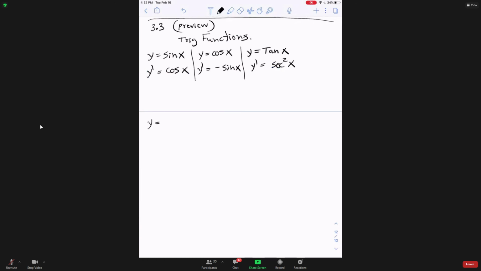And then let's say we got y equals secant x. What's the derivative of secant? It will be secant x times tangent x.